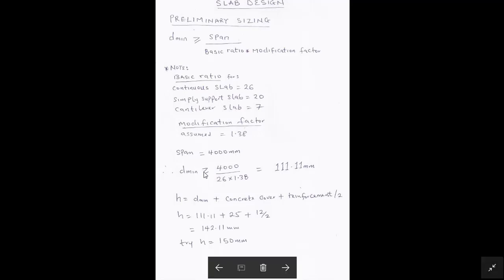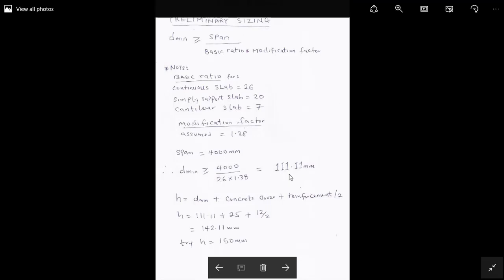So the minimum must be greater than 4,000, which is our span, divided by 26 times 1.38. So we are having 111.1 meter as the minimum.